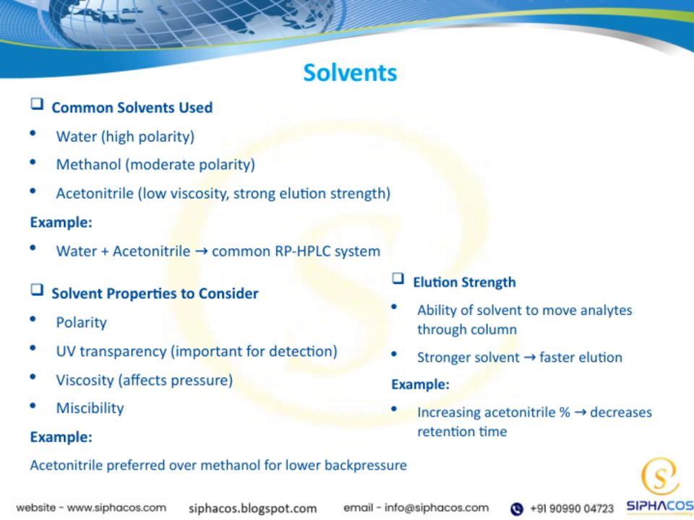When selecting a solvent, we also need to consider key properties like polarity, UV transparency, which is important for detection purposes, viscosity, which affects the pressure within the system, and miscibility, meaning how well the solvents mix together. For instance, acetonitrile is often preferred over methanol because it produces lower back pressure, making the system run more smoothly and efficiently. Understanding these factors helps us fine-tune our chromatography method to achieve better separation, faster runs, and more reliable results.